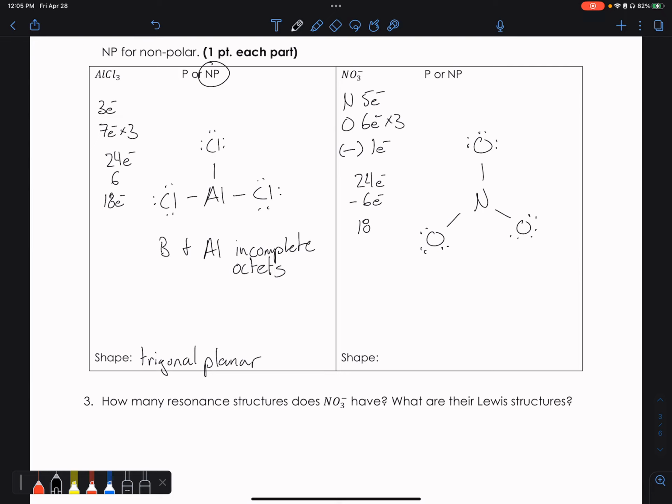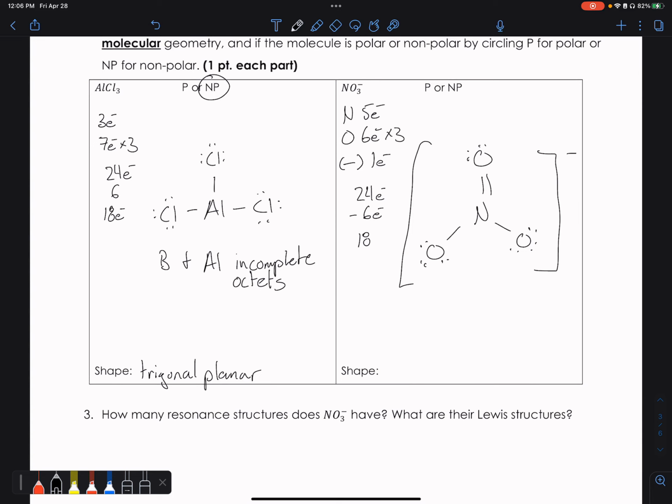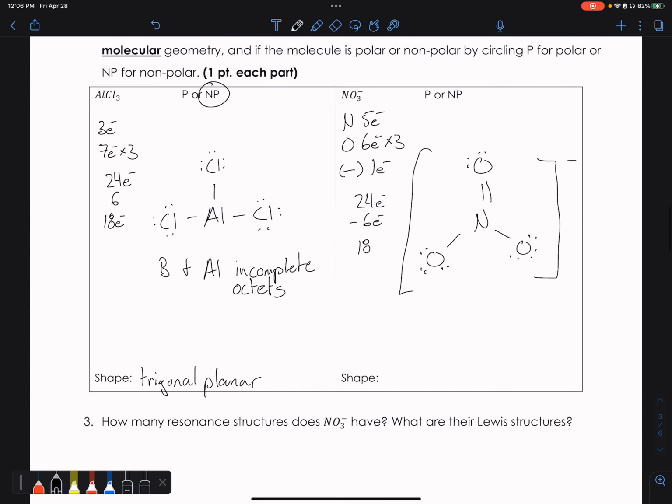Now, nitrogen is not okay with an incomplete octet. So we'll take some of these electrons and we'll share them into there to make a double bond. And then because this is an ion, we'll add the charge up there. So now we can look at this. Nitrogen, 3 bonding groups. So this is also going to be trigonal planar, and it will also be nonpolar.